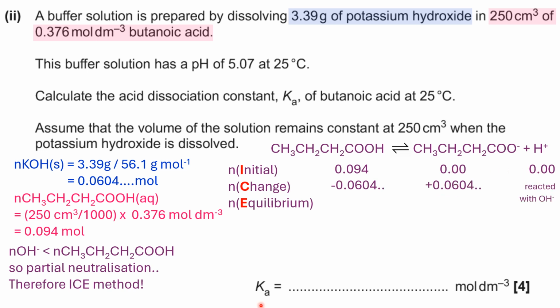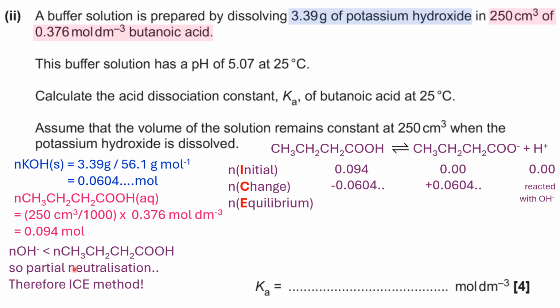So what happens if you add the KOH to that? It reacts with an equal amount of the weak acid, so you subtract 0.0604 from 0.094. You will also get some of the conjugate base, the butanoate ion produced, and you'll also get some H+ produced, but that's reacting with the OH-. The whole point is that the H+ is being removed from this system by reacting with OH-, and this forces the position of equilibrium to move to the right.